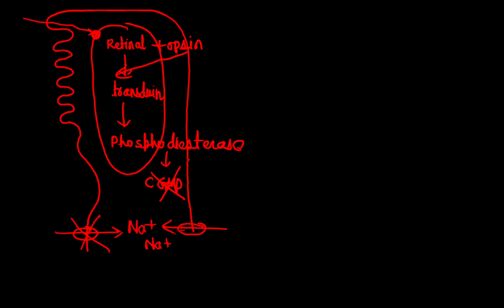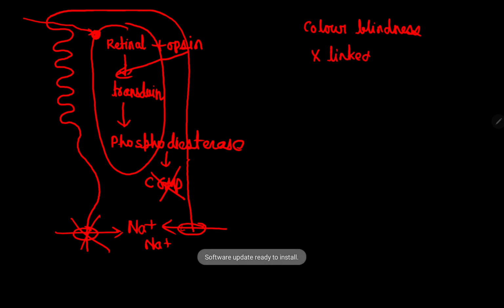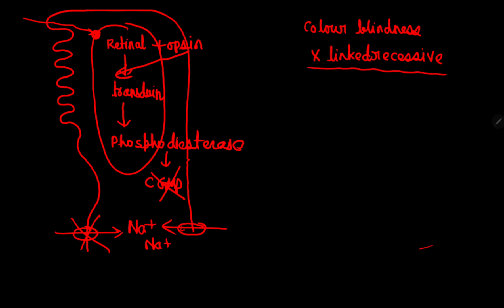Now there is a term called color blindness. What is color blindness, students? This color blindness is actually an X-linked recessive disorder, due to mutation in a gene present on the X chromosome. So obviously, it will affect more men. And in this color blindness, mainly there will be a problem in the visualization of red and green color.